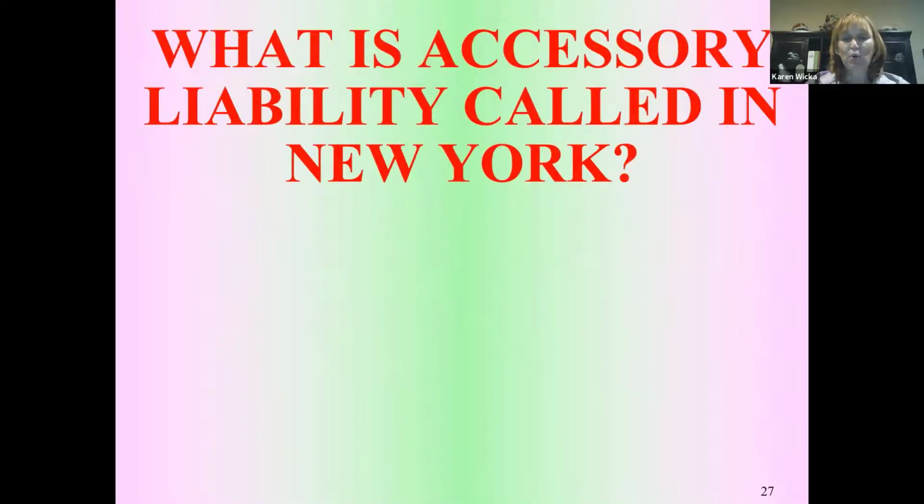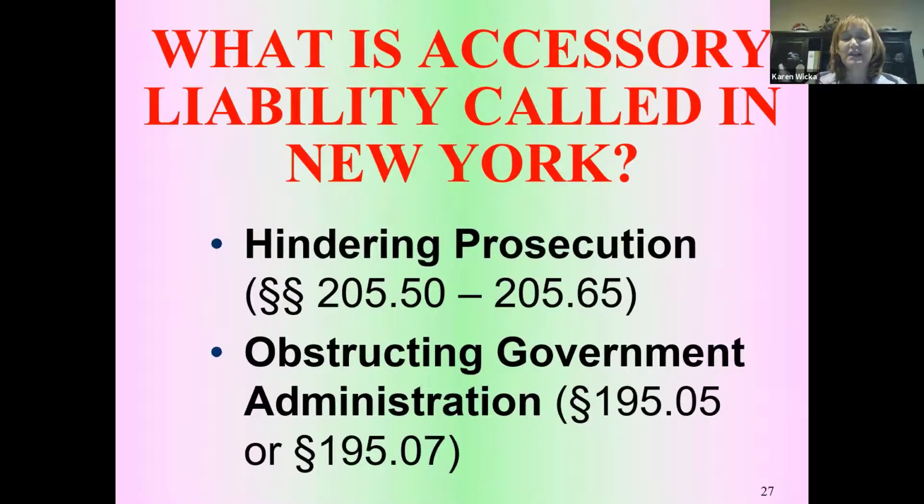Okay. So what is accessory liability in New York called? We call it either hindering prosecution or obstruction of governmental administration. So if you think the person helped after the fact, we don't have a crime called accessory after the fact. It is either hindering prosecution or obstructing governmental administration. So when you evaluate your scenario, is it accomplice? Is it after the fact? If you decide after the fact, then these are the sections you're going to look at to answer your case studies. Okay.